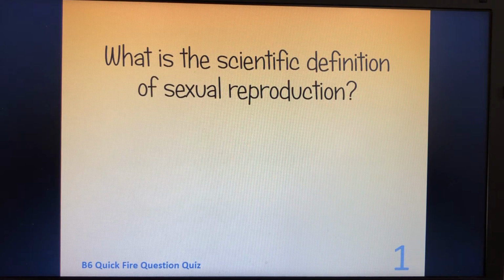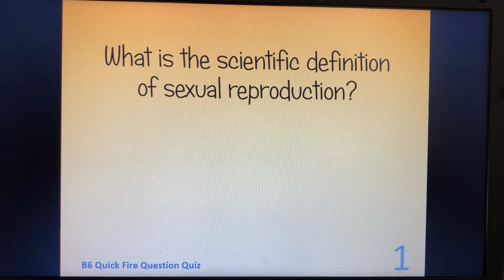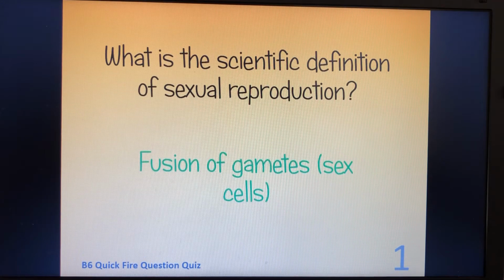Don't forget you can meet up with your friends on FaceTime or Zoom or whatever you want to, and you can compete for points. What is the scientific definition of sexual reproduction? Don't talk about your obvious definitions. Question 1. And the answer is the fusion of gametes. Gametes are the sex cells, and it's the fusion of those that makes it sexual reproduction, not asexual reproduction.